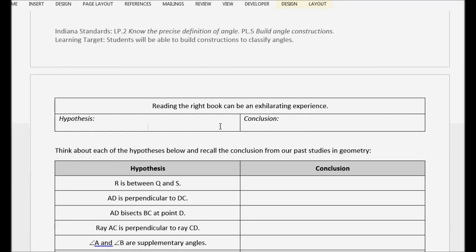Finally, reading the right book can be an exhilarating experience. The hypothesis is reading the right book, but notice that the subject is not in the sentence itself. This is the implied you, so you're allowed to come in and say, you read the right book. And your conclusion is that you have an exhilarating experience.